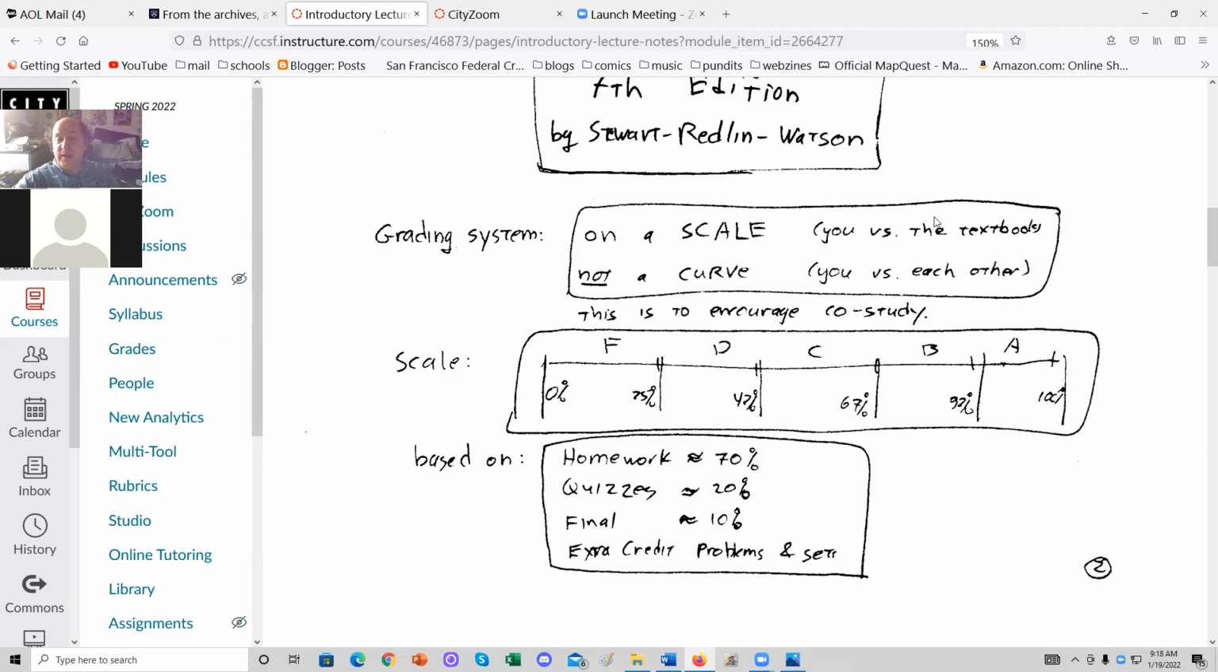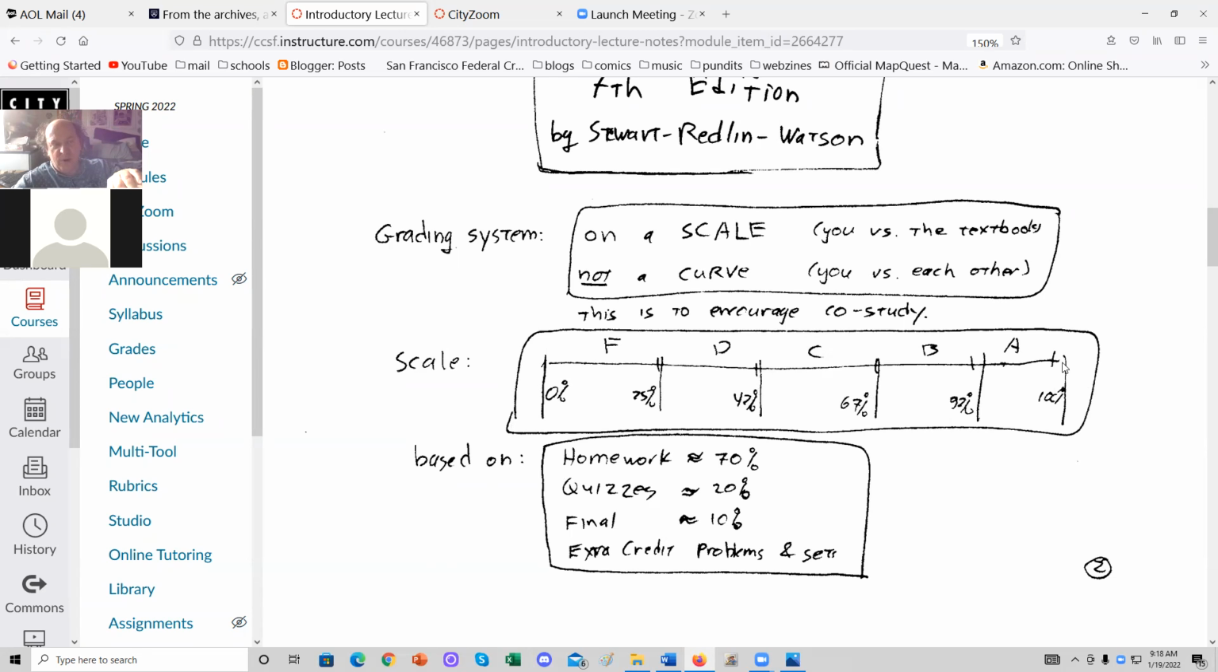The system is on a scale, not a curve. What's the difference between a scale and a curve? Someone do answer, please. Anyone? All right, a scale is you versus the textbook. Curve is you versus each other. I prefer the scale because it makes it less competitive and more cooperative and gives you a reason to encourage co-study.